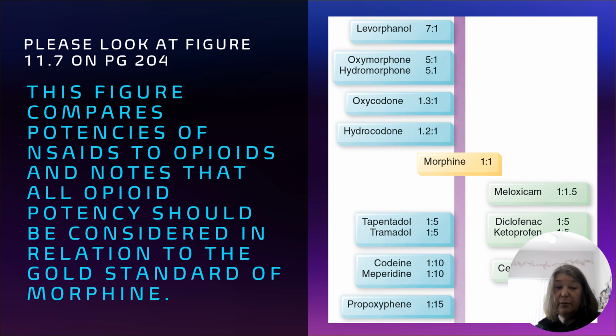This is straight out of the book. This is figure 11.7. This is interesting. It shows where morphine is on the scale of potency, and then shows where the other medications fall related to morphine. So just take a look at this. Know that morphine is the gold standard for acute pain with opioid use.